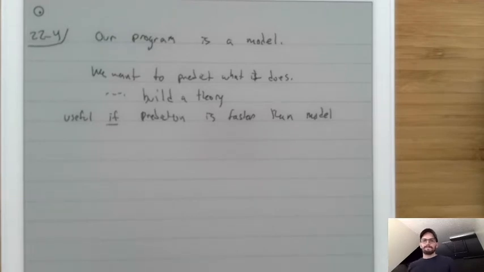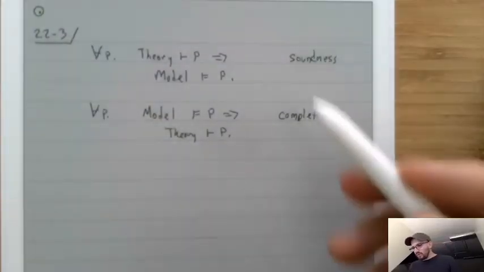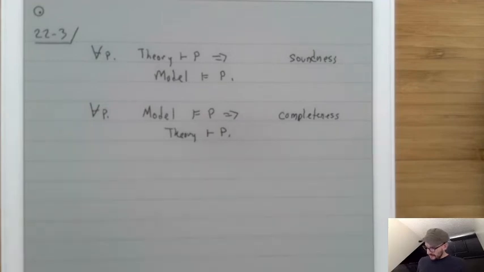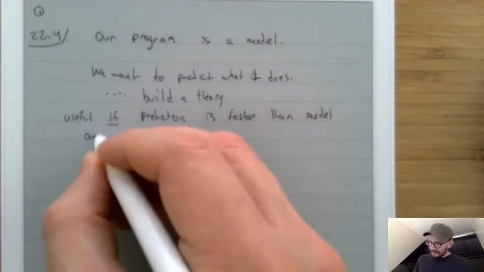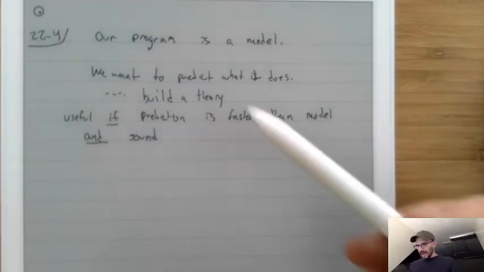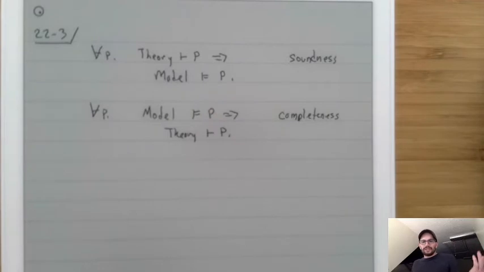Okay? Now, it's also useful, it's only useful if it's sound. Because if I make a prediction about what your program is going to do and it's not sound, then it's useless. It doesn't matter, okay? However, we can get away with not being complete. Now, what does that mean?